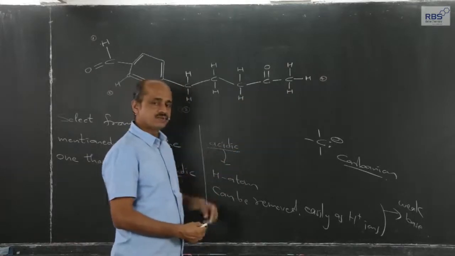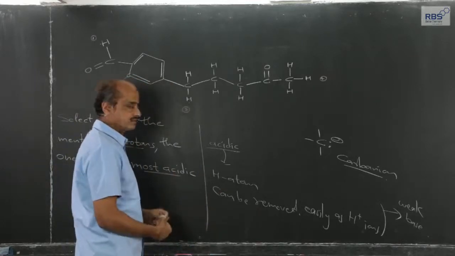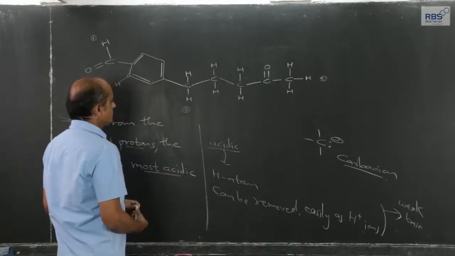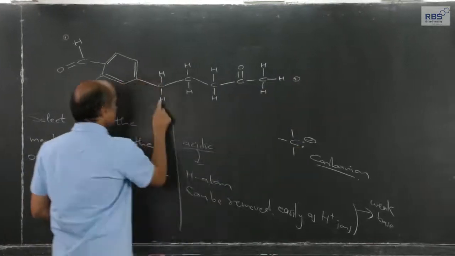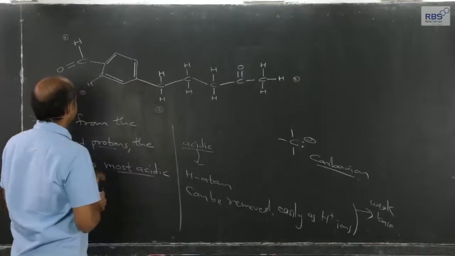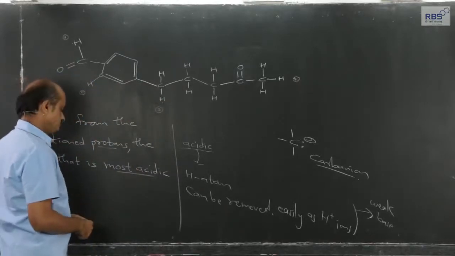Now, in this case, the explanation can be given in so many patterns. If hydrogen is removed, what remains behind is a carbanion.